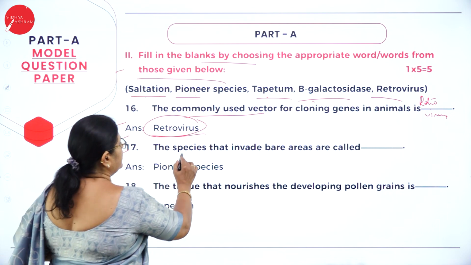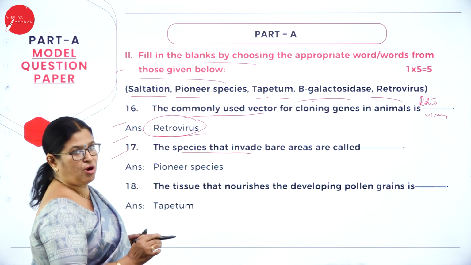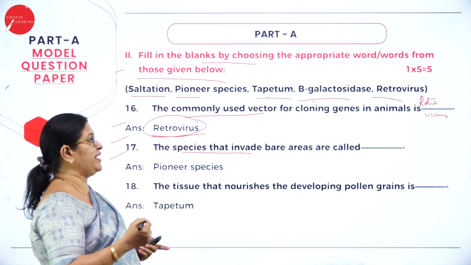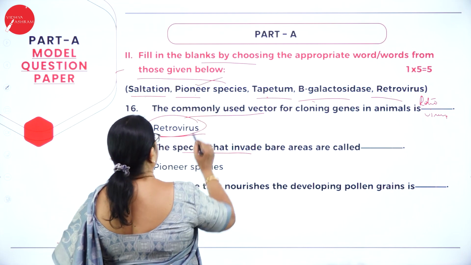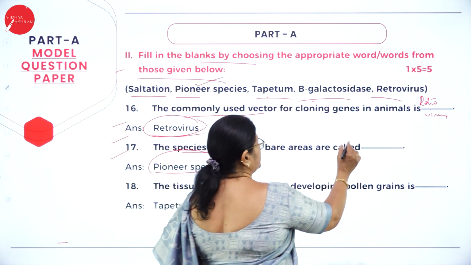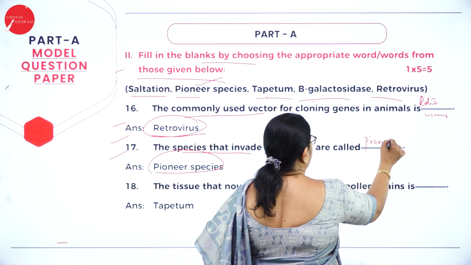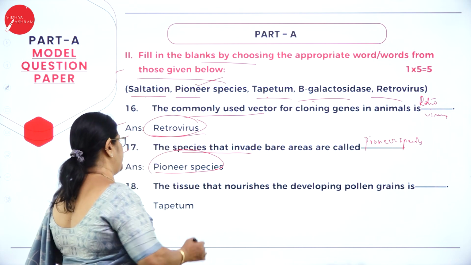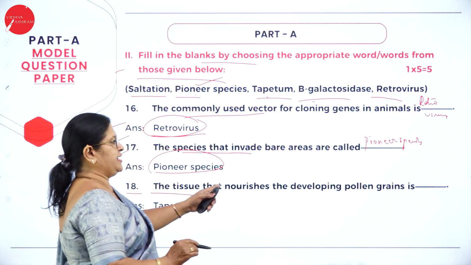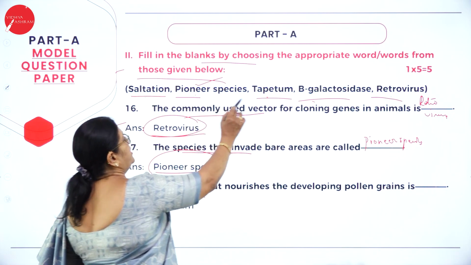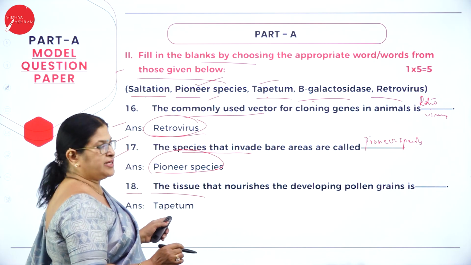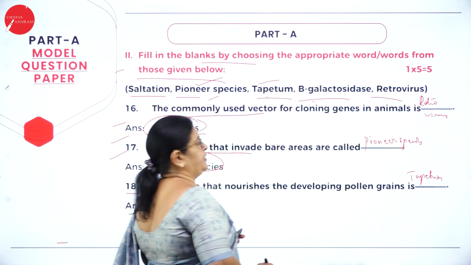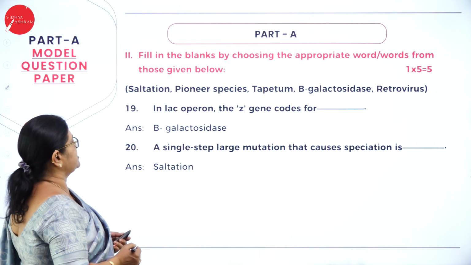Question number 17: The species that invade bare areas are called dash. So when you go for xerarch succession, the species that invade bare areas are called pioneer species. So here you have to write pioneer species. Question number 18: The tissue that nourishes the developing pollen grain is tapetum. So the answer here is tapetum.